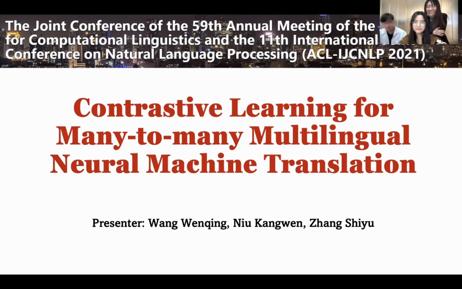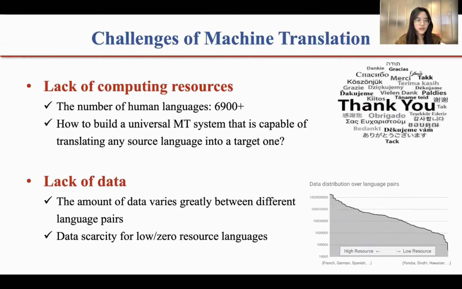I'm Wenqing. Today, we will introduce a paper from ByteDance AI Lab, contrastive learning for many-to-many multilingual neural machine translation. There are two main challenges in machine translation.